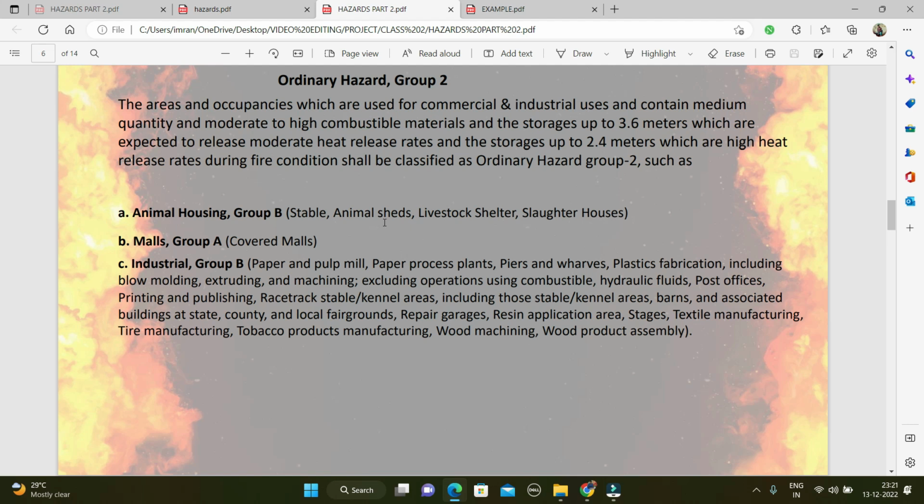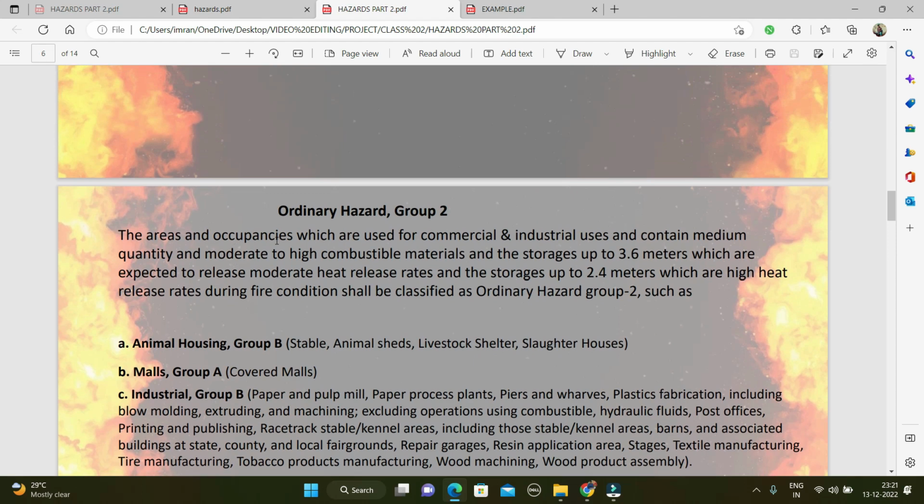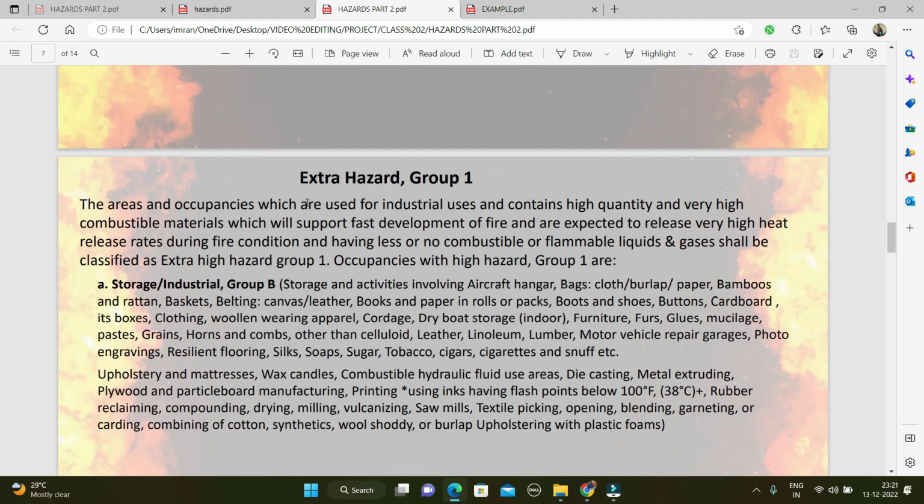ordinary hazard group 2. Also animal housing, like slaughterhouse, livestock shelter, malls, covered malls. It's not open, it's a covered mall. Like industrial group B, paper and paper process plant, hydraulic fluid, post office, plastic fabrication, repair garage, tobacco product manufacturing, all come under ordinary hazard group 2.